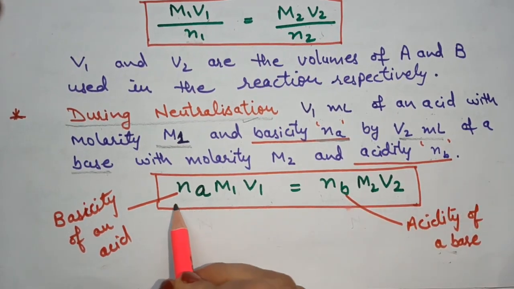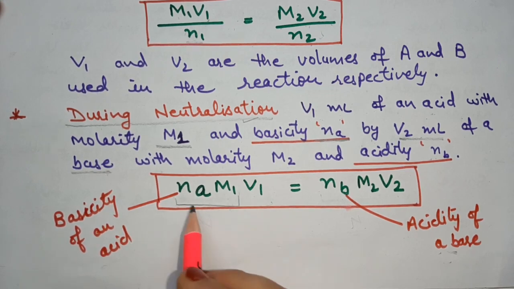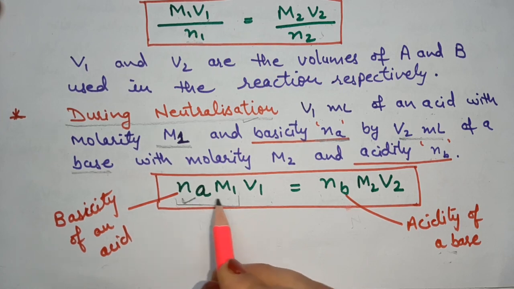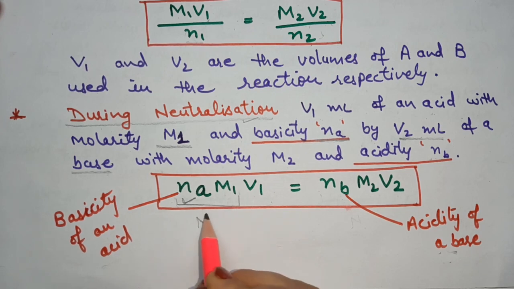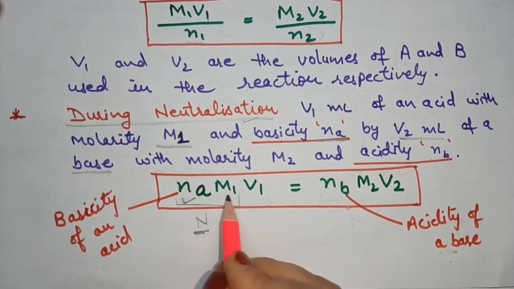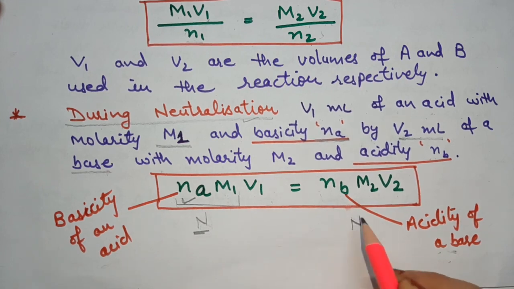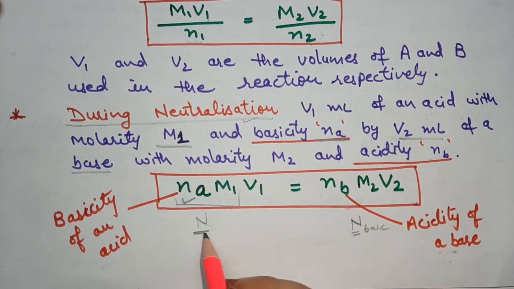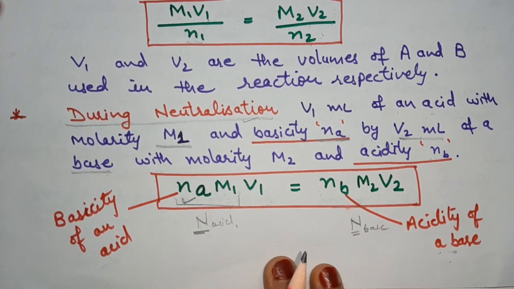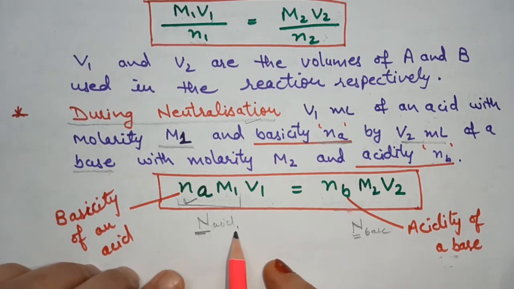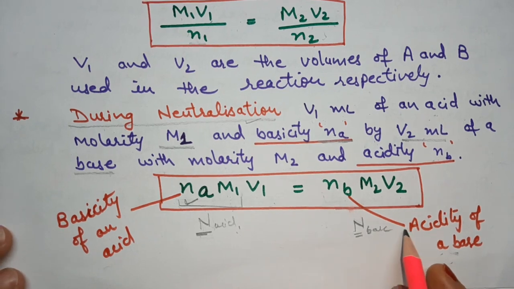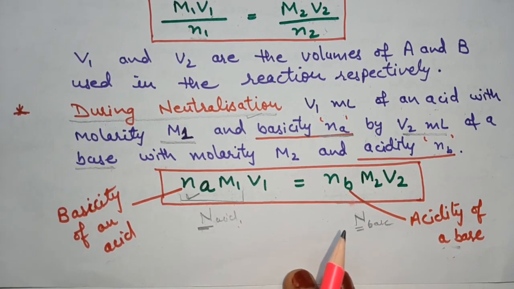In the previous video we discussed how normality equals molarity multiplied by the n factor. It means normality is equal to n into molarity. Similarly here, Nb into M2 becomes the normality for the base, and the corresponding term is the normality for the acid. So this is the molarity equation or normality equation. If we say N1 V1, that becomes equal to N2 V2. In this manner also we can apply it.